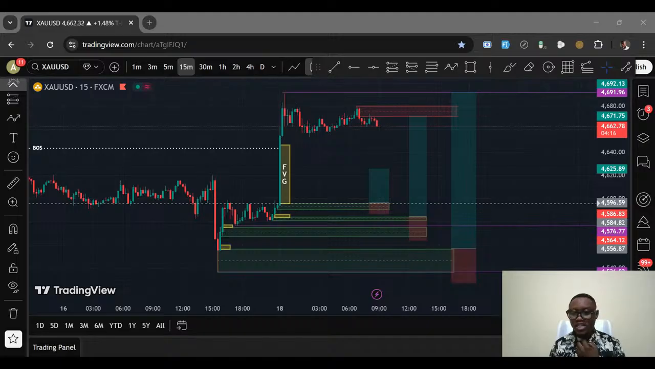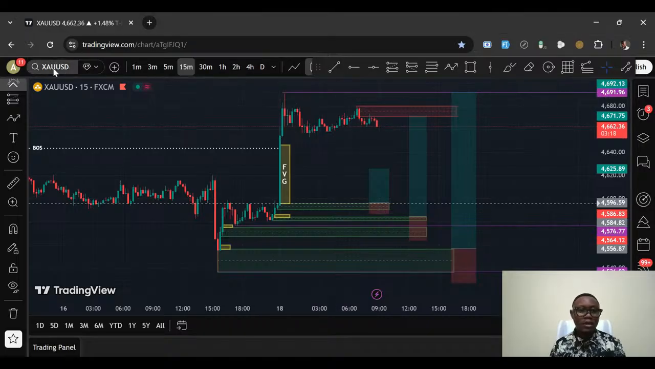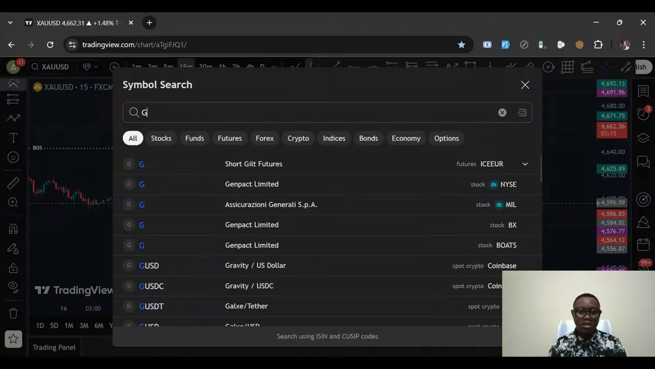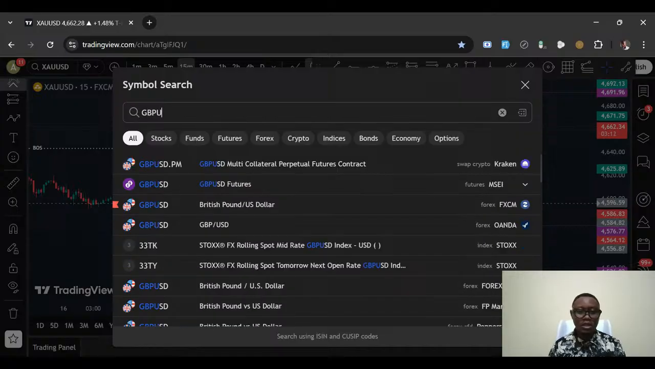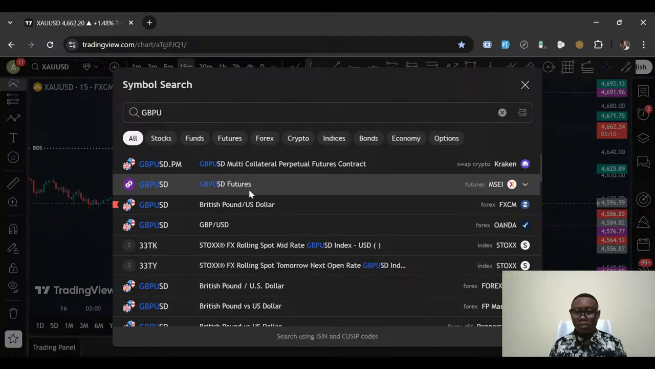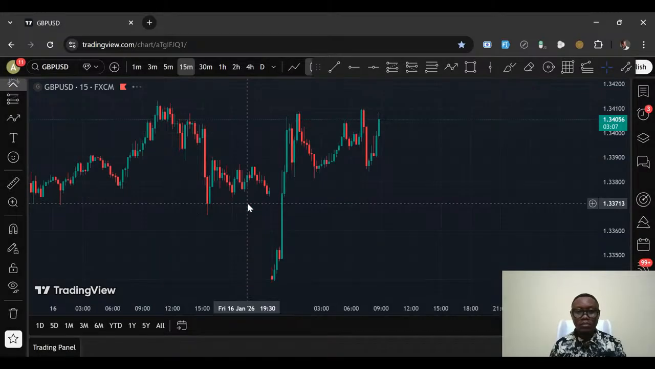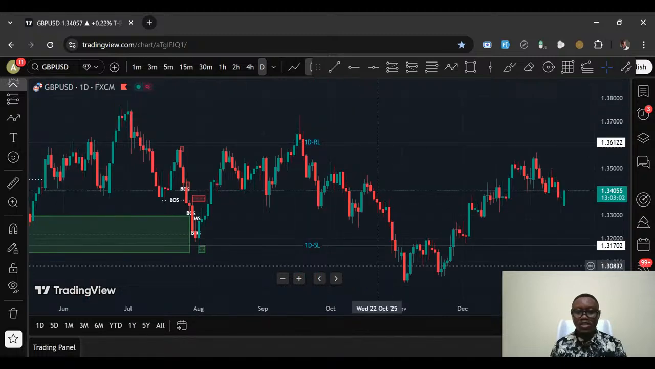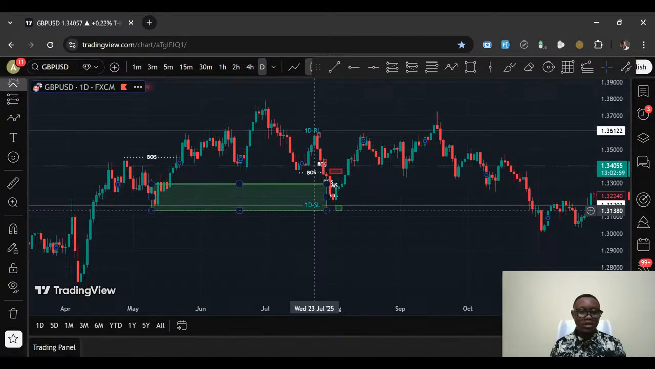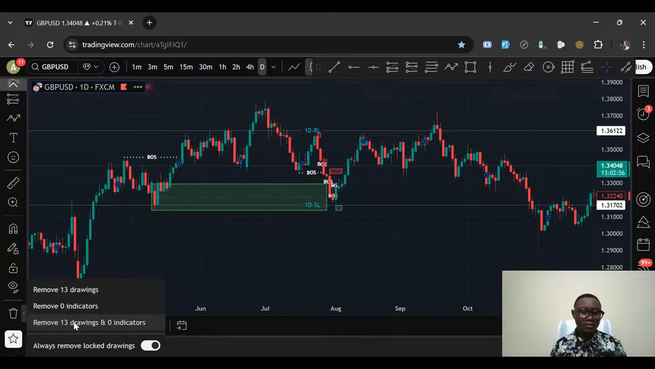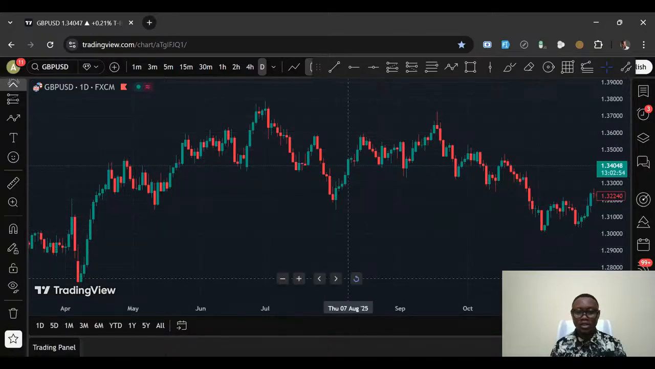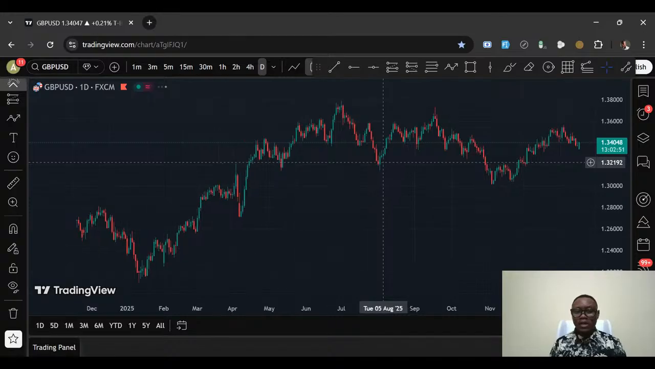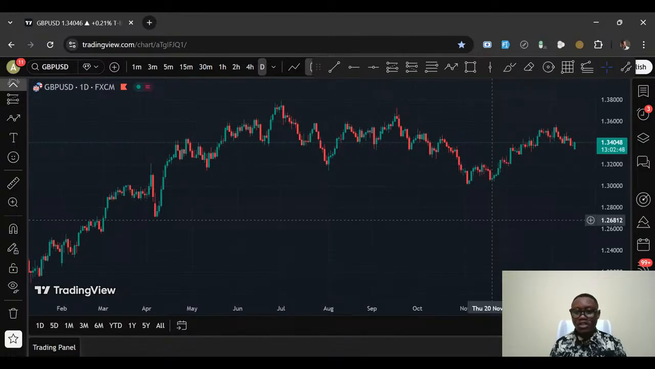All right, so let's quickly look at GBPUSD. Okay, again, we'll follow the same top-down analysis process. I'll take off all these drawings. Okay, so we have a fresh chart. The process is the same, right? We follow a top-down analysis process.